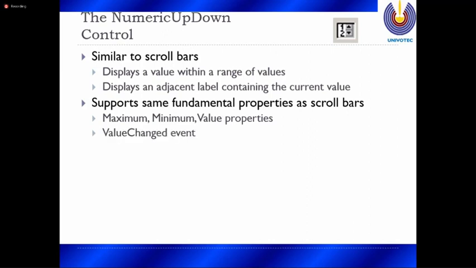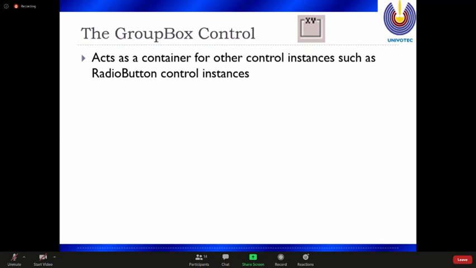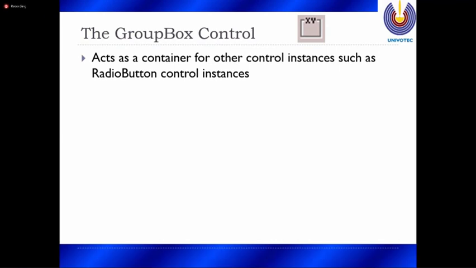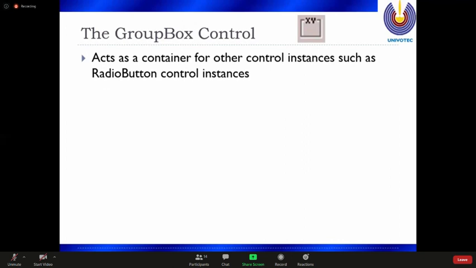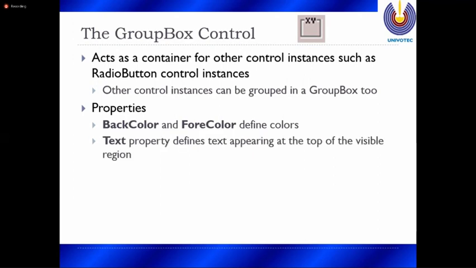The value change event: if you change the value, you can get that value. That's the event, as for other control instances such as the RadioButton control instance. Then we can group other control instances using the group box. Other control instances can be grouped in the group box too. Then for properties, they have back color and fore color defined, and text properties. You can use that. What is the region visible? The region in the text.